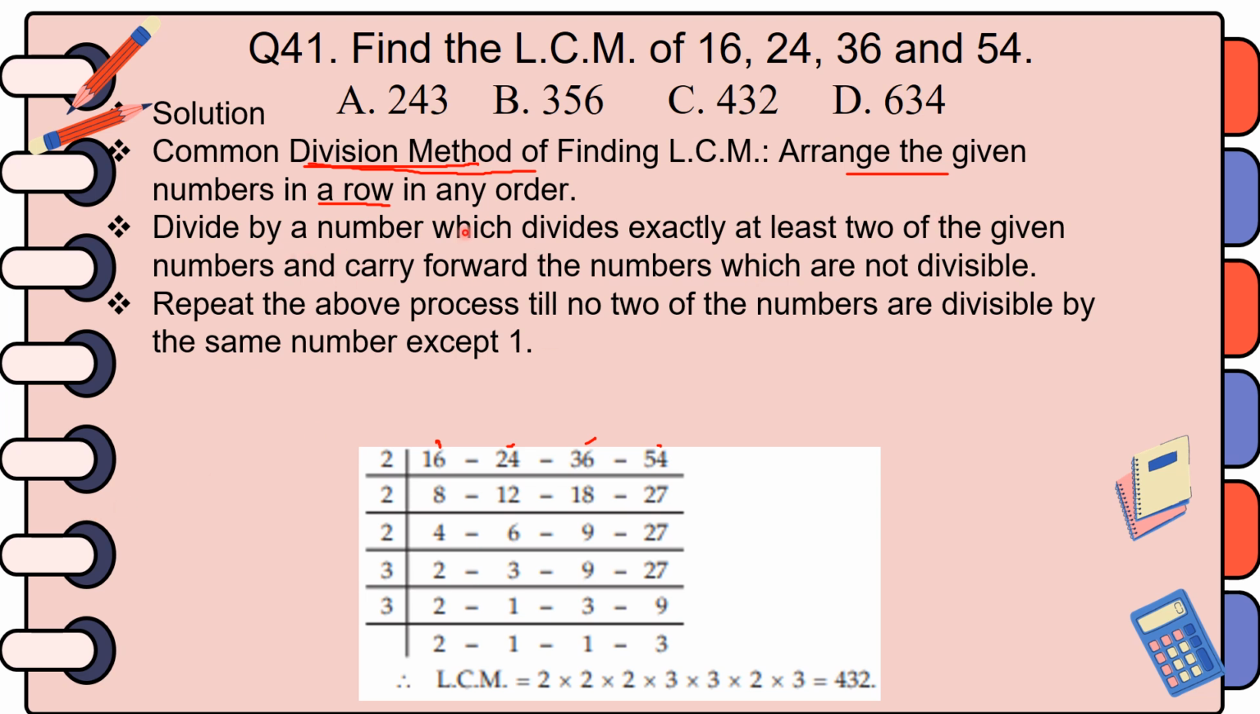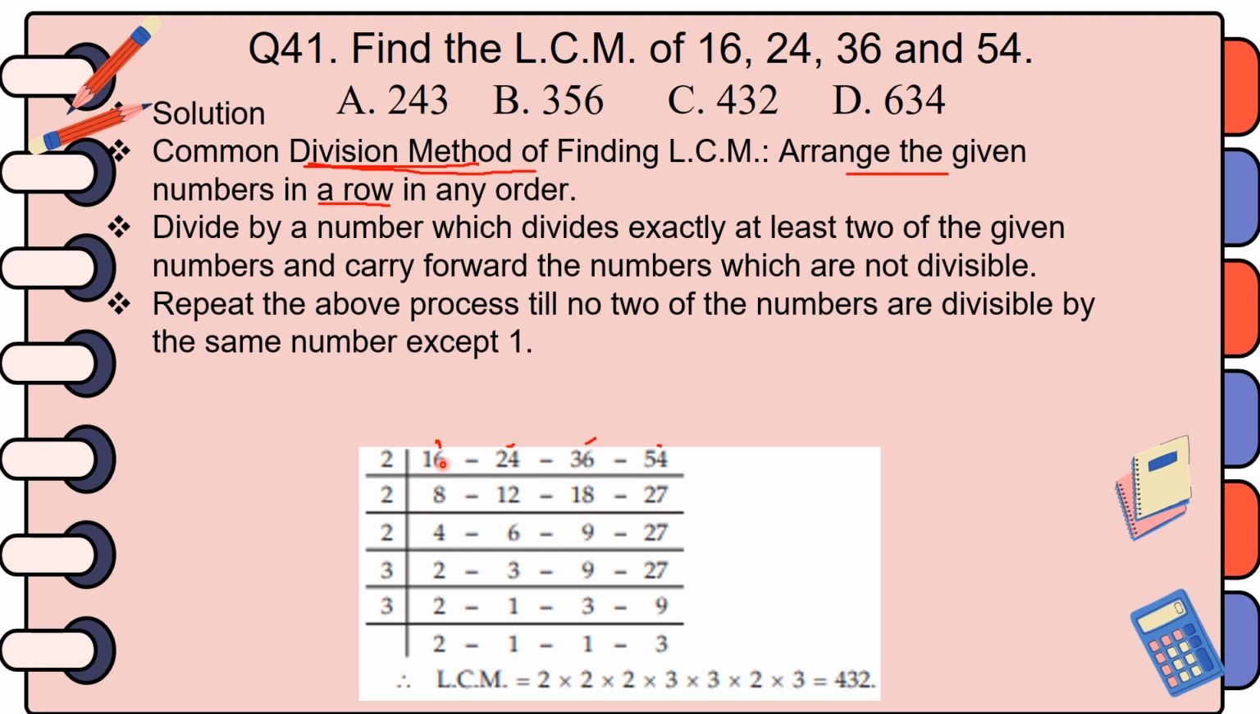Then divide by a number which divides exactly at least 2 of the given numbers. After you arrange the numbers in a row, divide by a certain number which divides exactly at least 2 of the given numbers, and carry forward the numbers which are not divisible, which means find a least prime number which divides at least two of the numbers exactly.